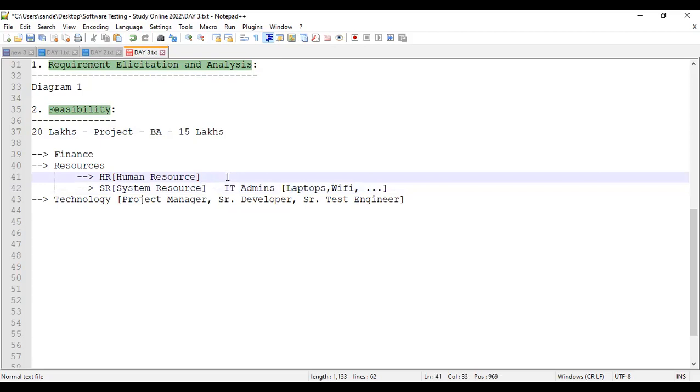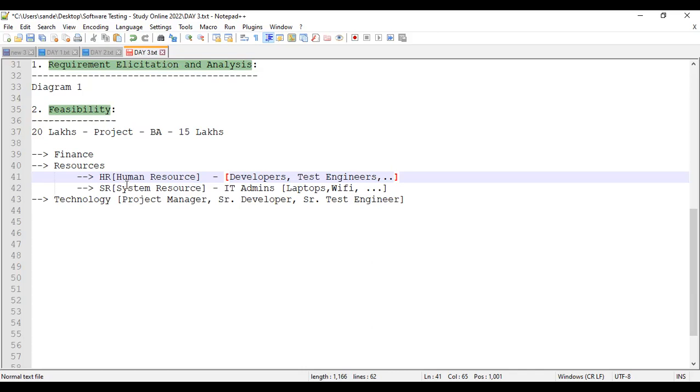Next, the human resource team will tell, in order to develop the software, how many developers do we have in that company? How many test engineers do we have? Assume that they will tell us sufficient developers are there to develop the software, is what the HR will confirm, and HR will confirm sufficient test engineers are there. So yes, sufficient test engineers are also there.